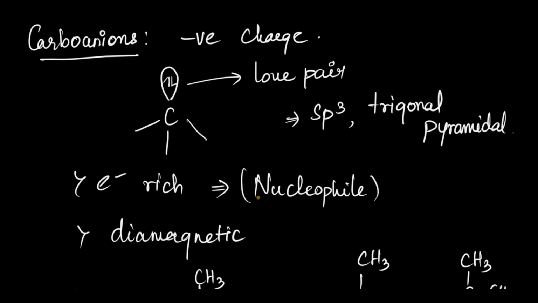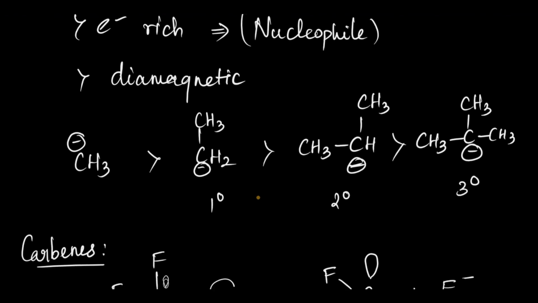Then carbanions. These are negatively charged species because the carbon is taking up the electrons when heterolytic fission happens. So it will have a lone pair in it, unlike a free radical. So 2 electrons with this. So this is electron rich, a nucleophile, and diamagnetic in nature. This is not an unpaired electron, this is a lone pair. And this is sp3 trigonal pyramidal. Okay, sp3 but not tetrahedral, trigonal pyramidal.